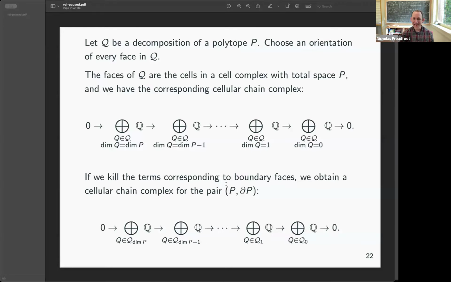And now I want to kill all the things corresponding to non-interior faces, the boundary faces. So now it's not going to be a cell complex for P, it's going to be a cell complex for P relative to the boundary of P. And it's going to look like this. So remember, Q0, that's not the zero-dimensional faces, that's the zero-dimensional interior faces. And Q1 is the one-dimensional interior faces.